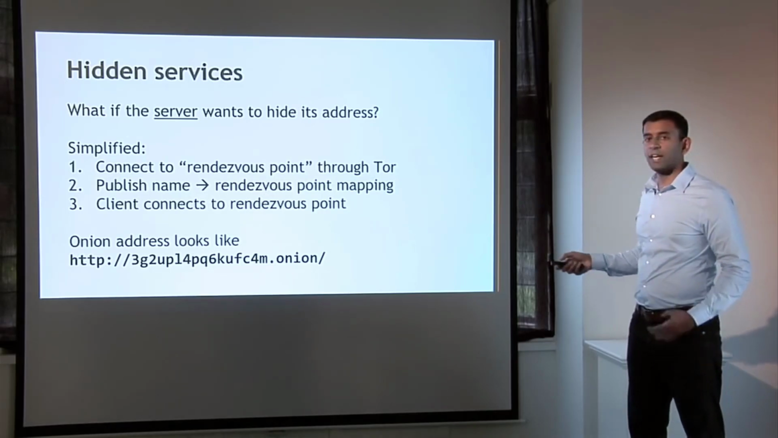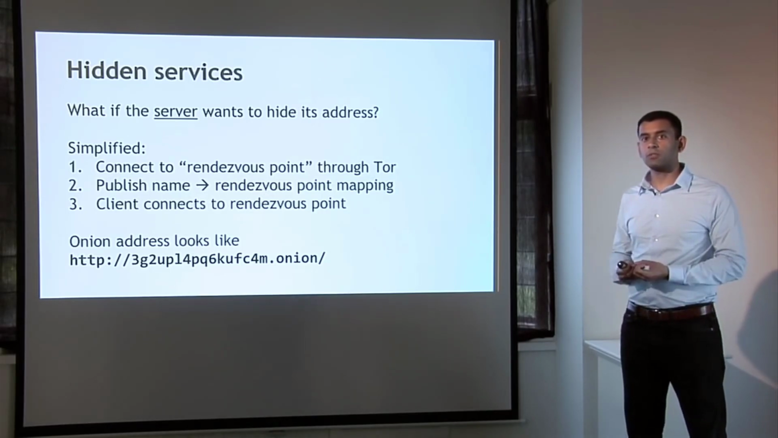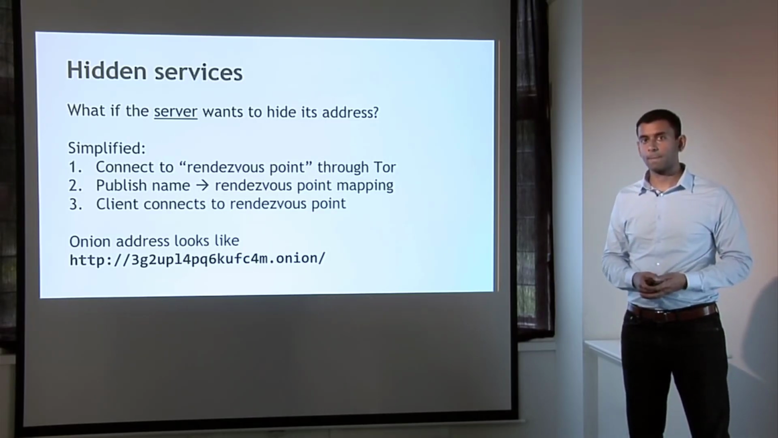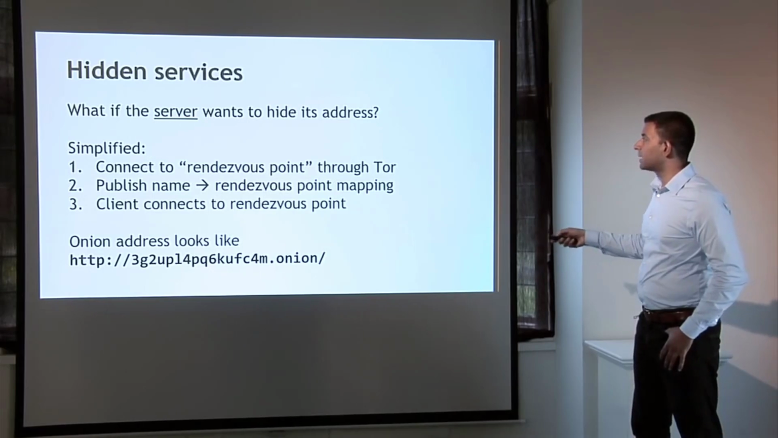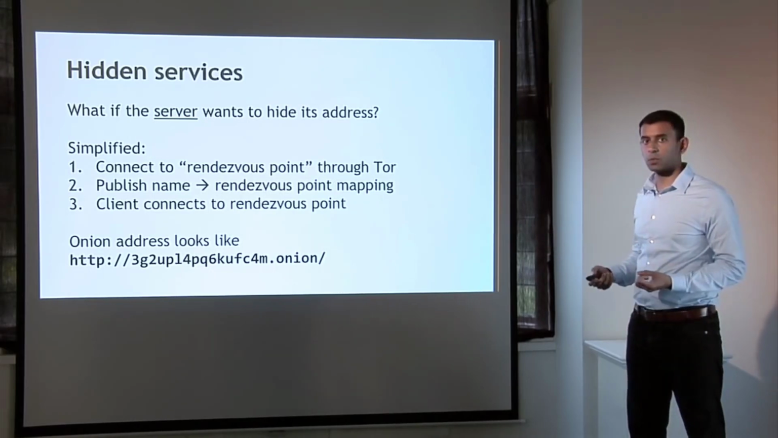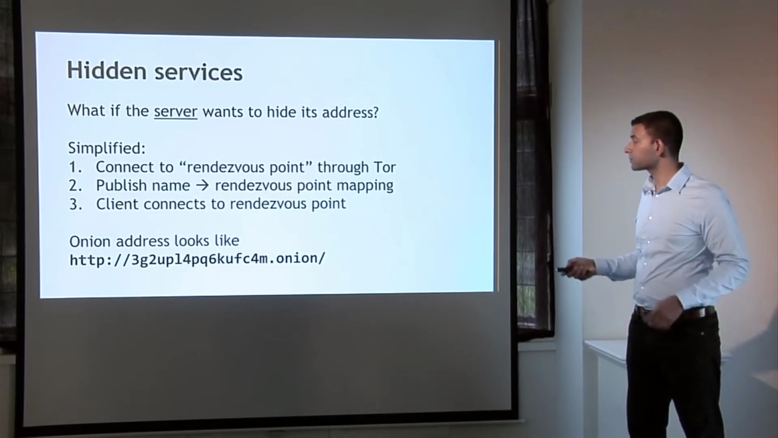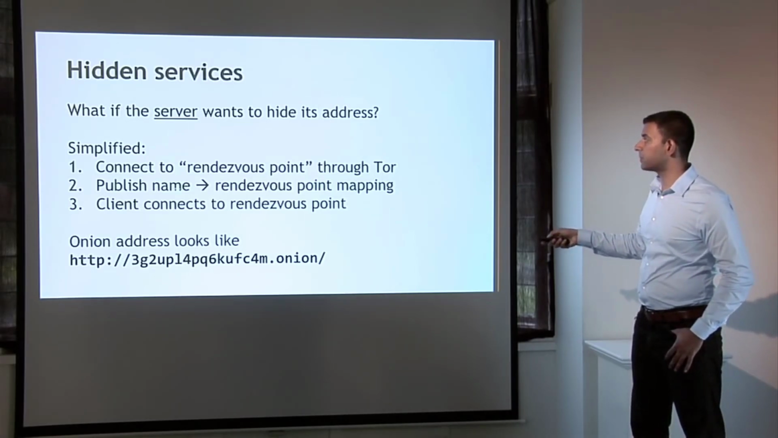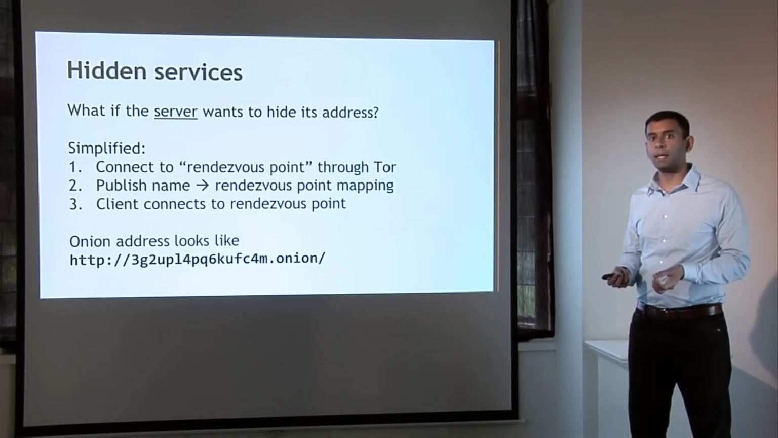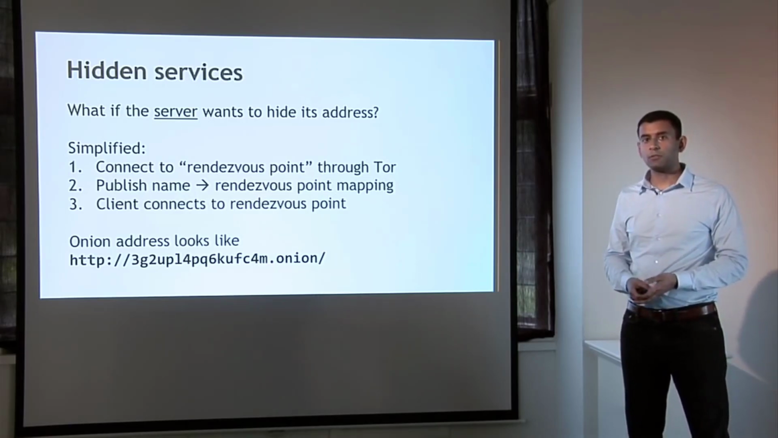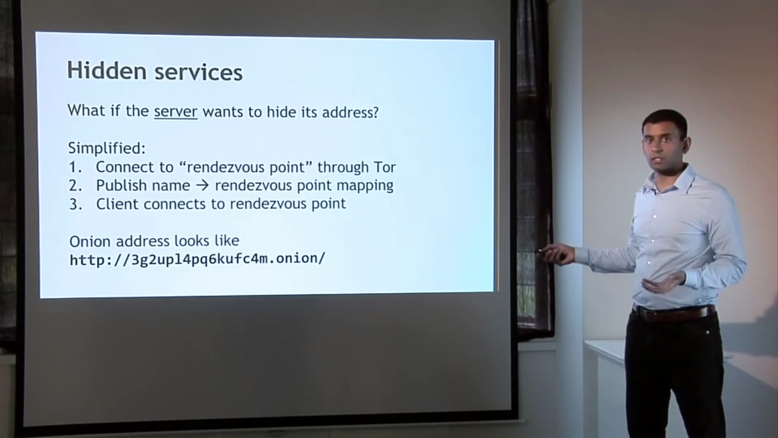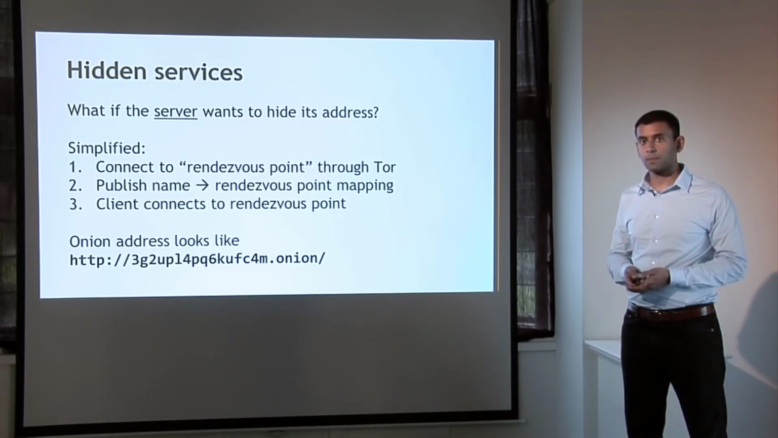So here is a simplified algorithm by which a server can keep its identity hidden and yet provide services through Tor. What it does is it connects through what is called a rendezvous point, which is one of the Tor routers, through Tor. And then it's going to publish the mapping between its domain name and the address of the rendezvous point through directory services that the Tor system offers.